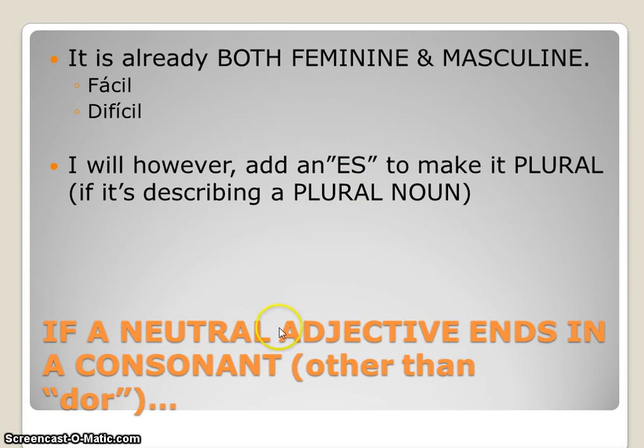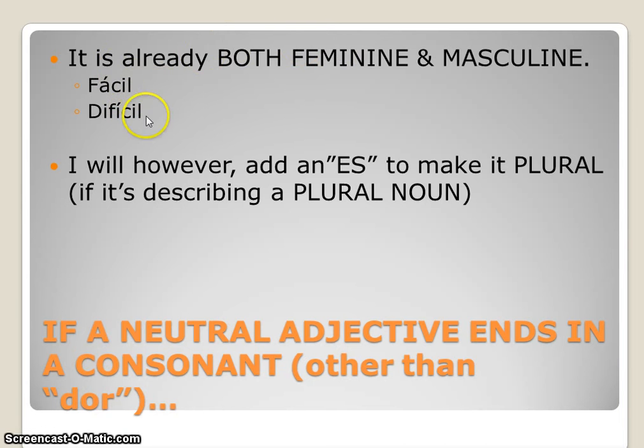Now, let's say that I have an adjective that ends in a consonant. Remember, a consonant is any letter that's not A, E, I, O, or U. And then I have down here also other than D-O-R. So other than adjectives that end in D-O-R, we're going to talk about those a little later. Here are some examples of adjectives that end in a consonant. Fácil, which means easy, and difícil, which means difficult.